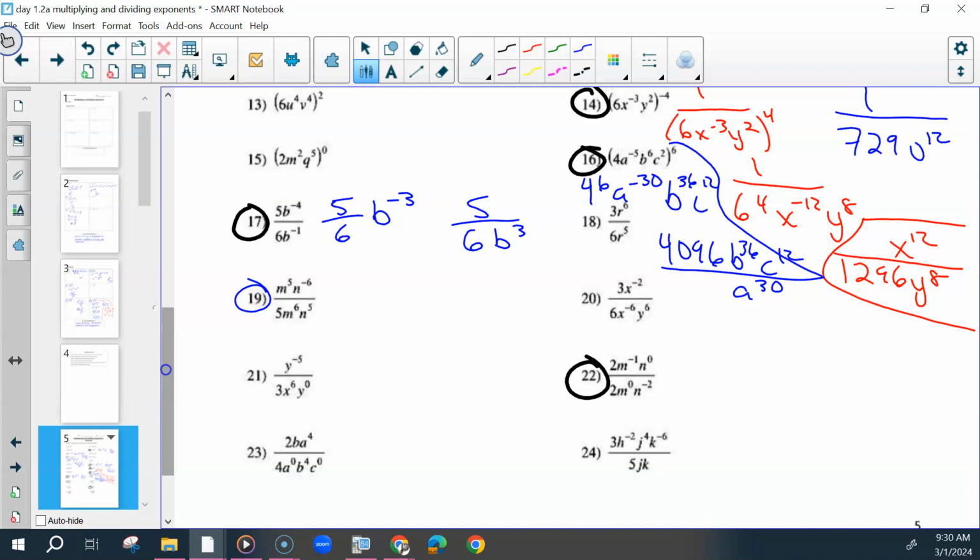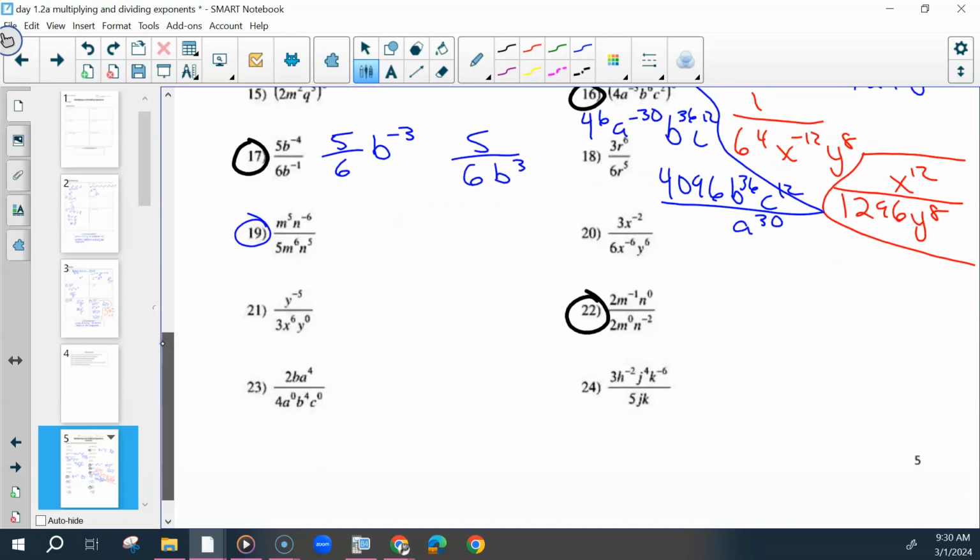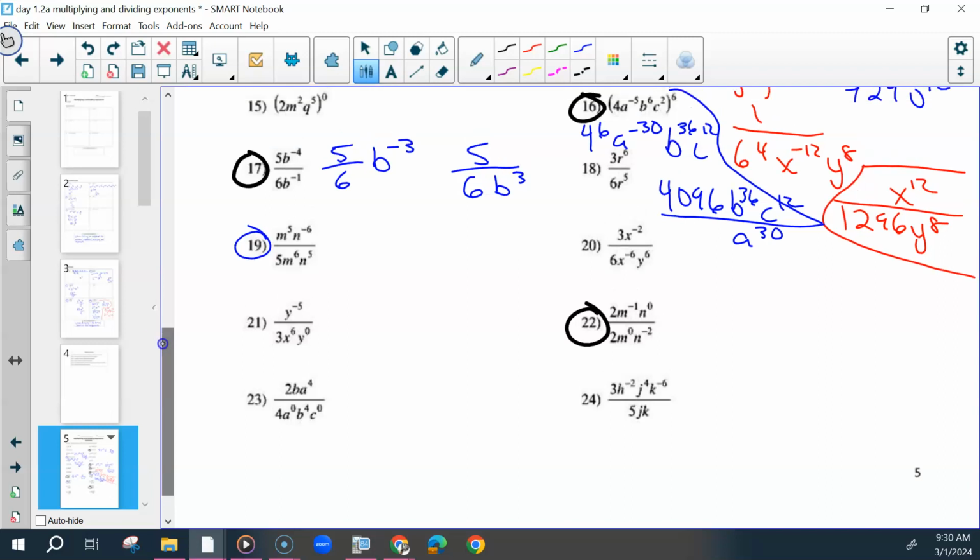19, if I were subtracting my exponents, the 5 would stay in the denominator. We're not changing that. 5 minus 6, I'm going to write it like this. 1/5 times m to the negative 1. Negative 6 minus 5 would be n to the negative 11. So m and n would both come down. We would have 5 to the m, n to the 11.